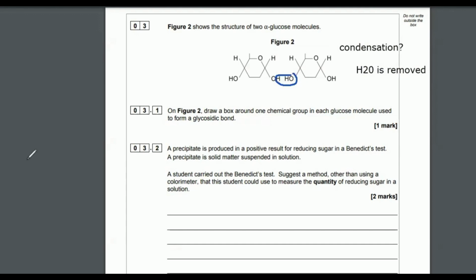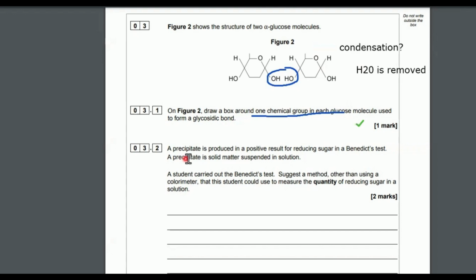So you could circle both of them, or you could just circle an H on one and an OH on the other. So either of these are correct and acceptable. The mark scheme's first point is to circle both chemical groups, which are the 2 hydroxyl groups. But of course, you only lose one OH and 1H. So you could just circle an OH and then an H.